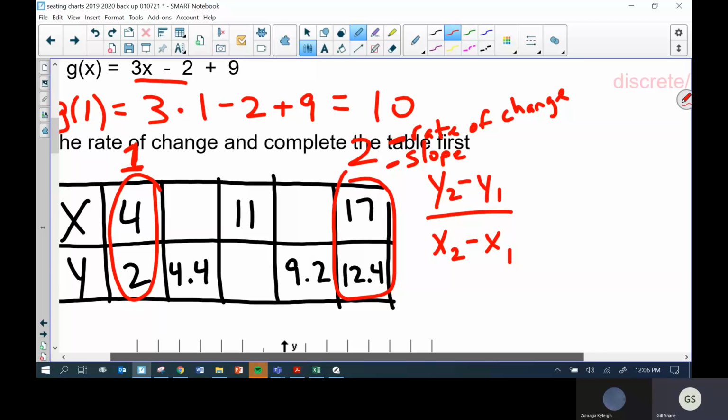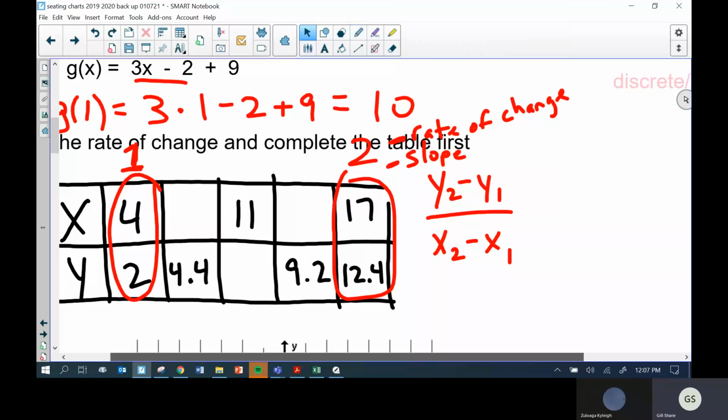These little 2's and 1's, they're not math operations. They're not telling you to do any math. They're just telling you which column you're picking from. Am I picking from column 1 or column 2? So Y2 would be the Y value from column 2. Y1 would be the Y value from column 1. Now we just pick the number.